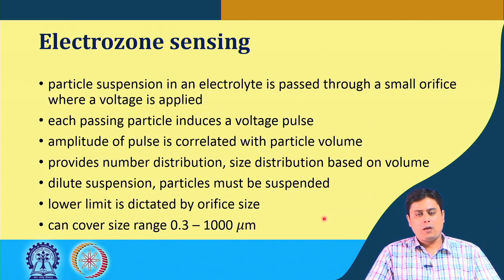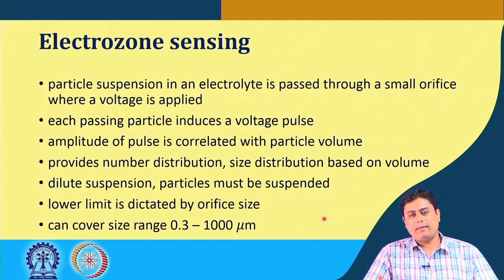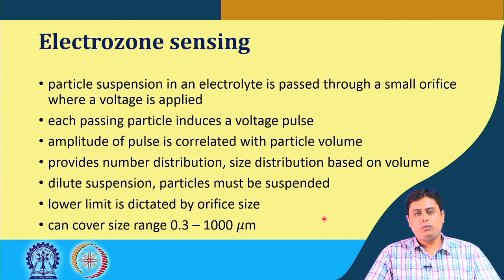By doing this, when multiple particles are passing at different times, you get several voltage pulses that you collect, and then you process that signal by some algorithm and you get its size distribution and the number distribution. Number distribution you can explicitly get by counting the number of pulses, and the size distribution based on volume you can achieve also by this method.